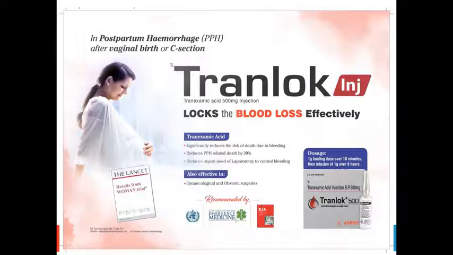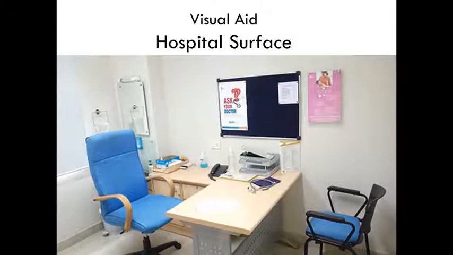It is recommended by WHO, British Association for Emergency Medicines, and EGA. Doctor, loading dose is 1 gram and then infusion of 1 gram over 8 hours. For hospital services are as follows.